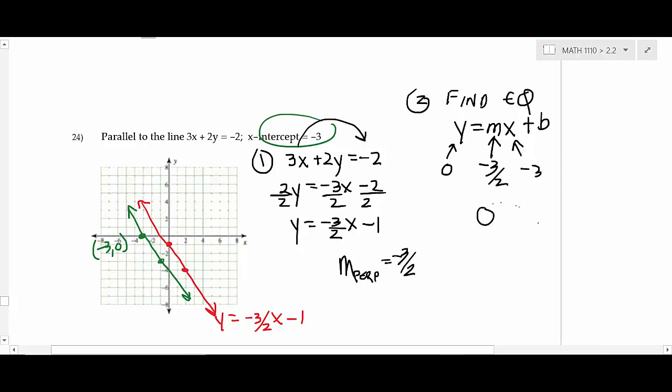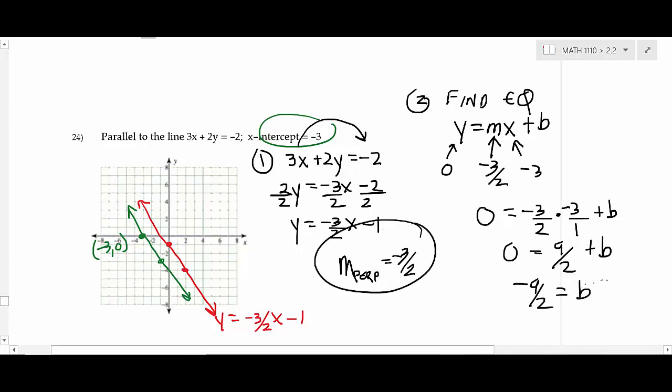Now, if you solve this, you would have 0 equals negative 3 halves times negative 3 over 1 plus b. Okay, solve that equation for b. So you're going to have 0 equals 9 over 2 plus b. So what's b? Negative 9 halves, right? You can move the 9 halves to the other side. So you'd have negative 9 halves is equal to b like that.